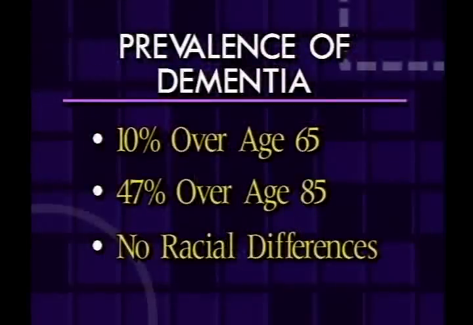Dementia is a common disease. 10% of people over the age of 65 have cognitive impairment. 47% of those over age 85 are cognitively impaired. And remember, in the aging section, we discussed the fact that individuals over the age of 85 are the single fastest demographic subgroup in our country. Moreover, dementia is an equal opportunity afflictor. There are no racial differences in the manifestation of this disease.